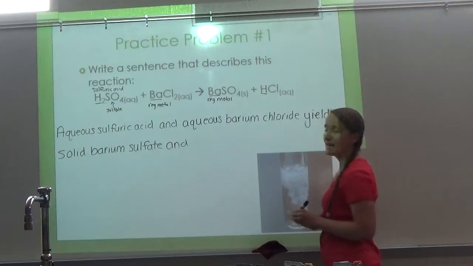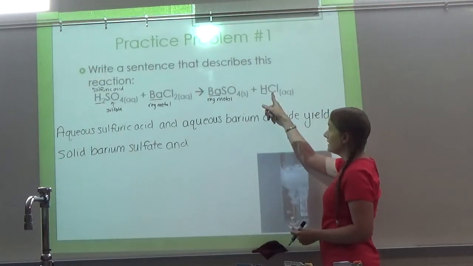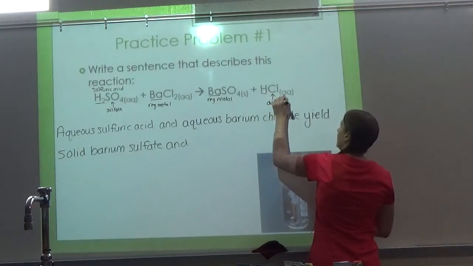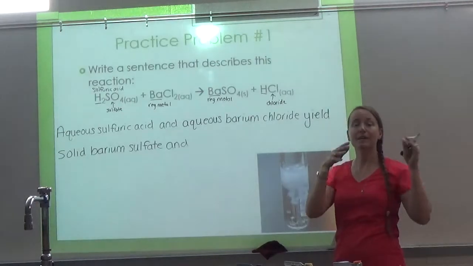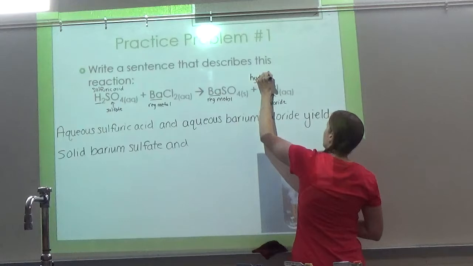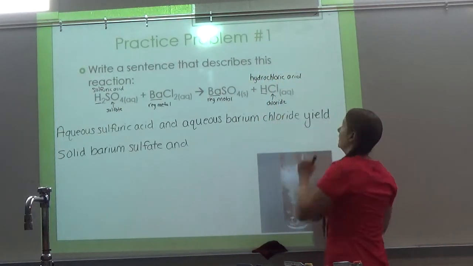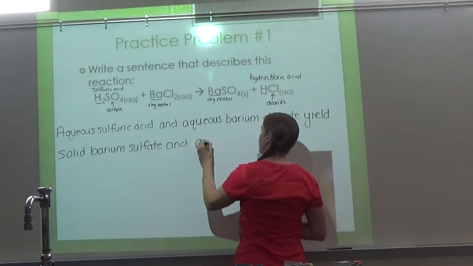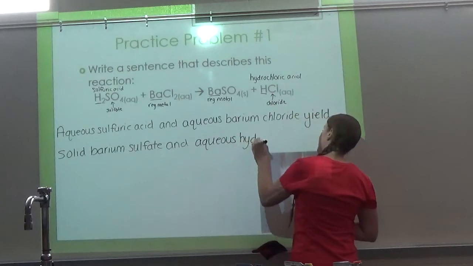Now we have another acid. Remember, if it starts with hydrogen, it's an acid. This is chloride. So remember, ide goes to hydro-blank-ic acid. So it becomes hydrochloric acid. What kind of hydrochloric acid? Aqueous. So I say "and aqueous hydrochloric acid."